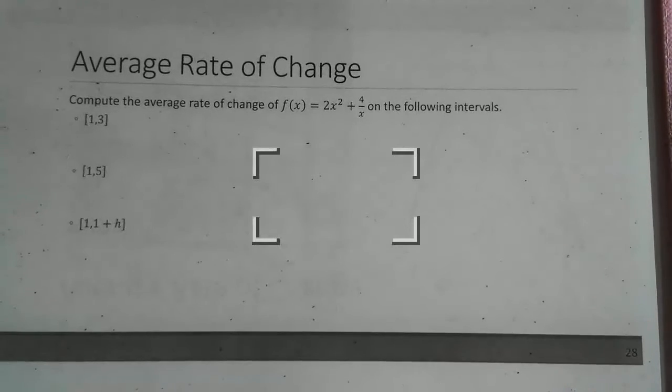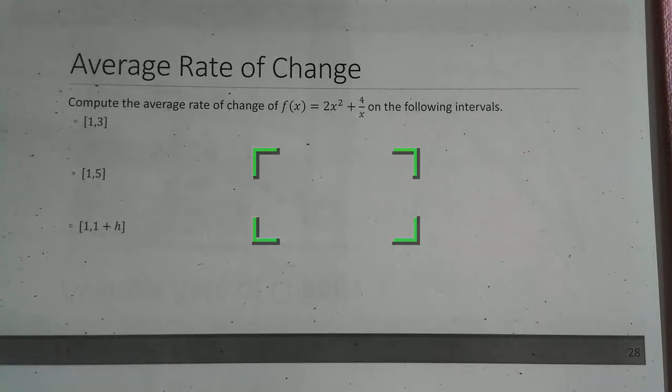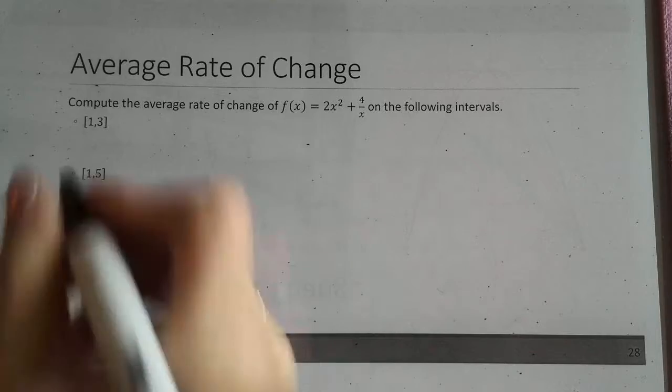We're now going to compute the average rate of change using the algebraic form of the formula and see what we can do with this. So it says to compute the average rate of change of f of x equals 2x squared plus 4 over x on the following intervals. You will want a calculator for this part because we're going to get into some pretty gross fractions.